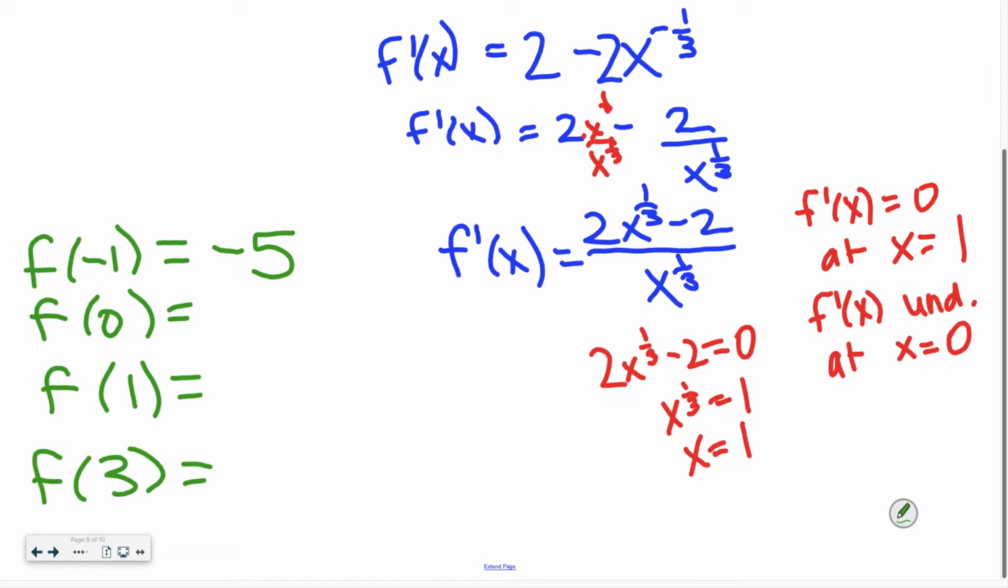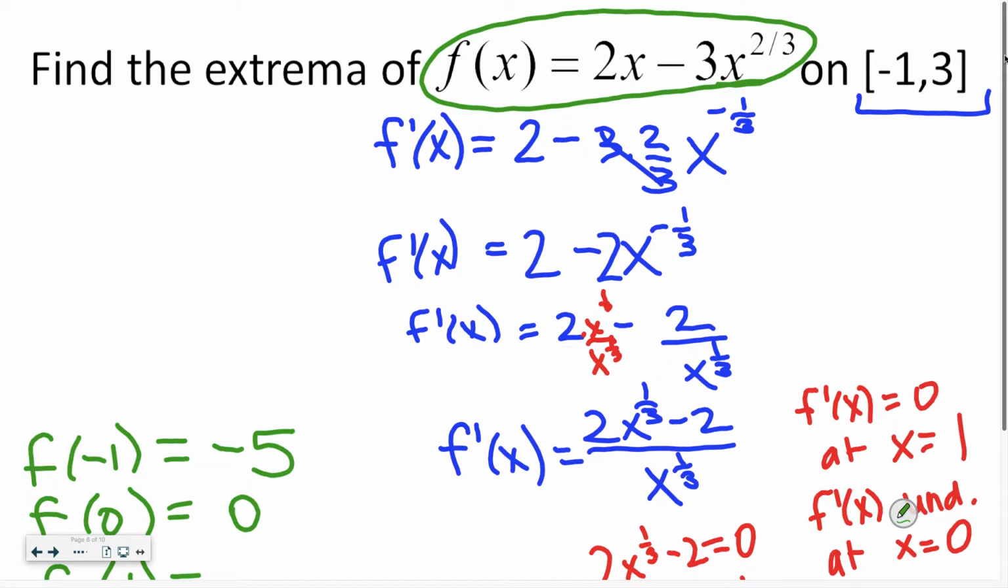What's the function value at 0? And it is 0? Function value at... Brindley, how did you get -5? When we plug in -1 to the 2/3, that gives us a +1 because it's the cubed root of -1 squared. So we have -2 minus 3. Okay. What about when we plug in +1? We would get 2 minus 3, right?